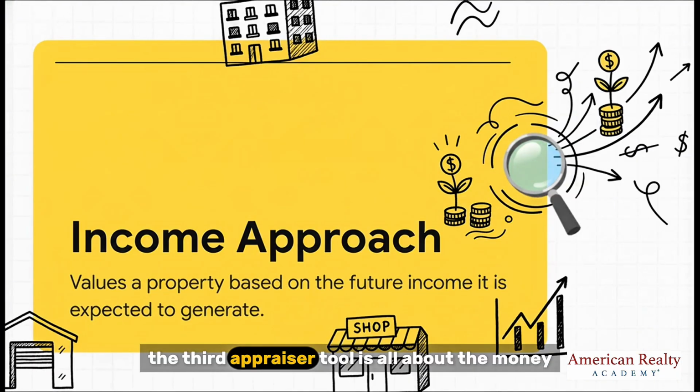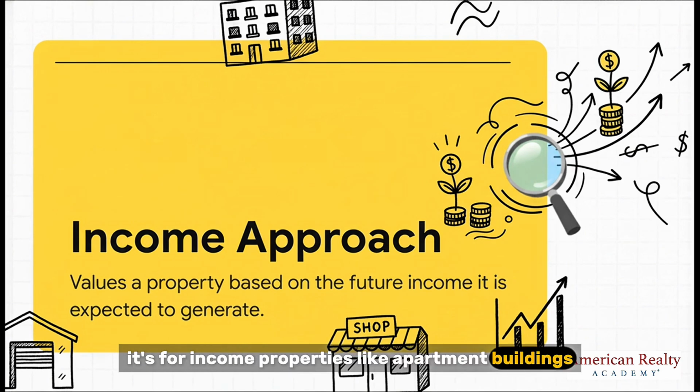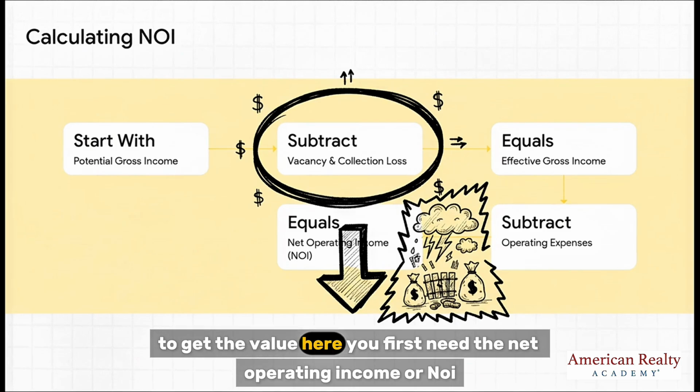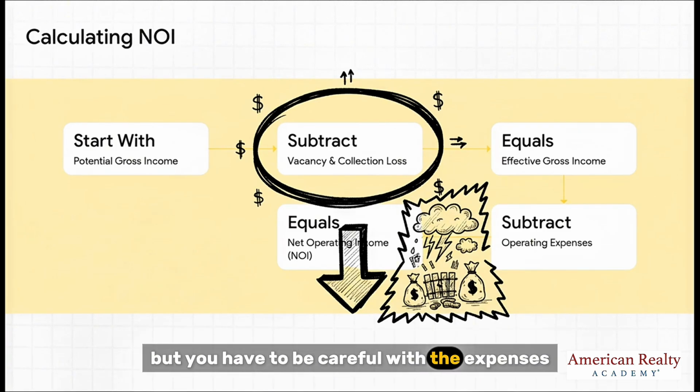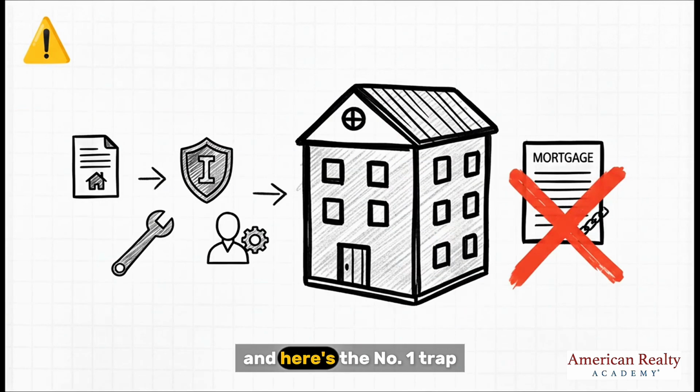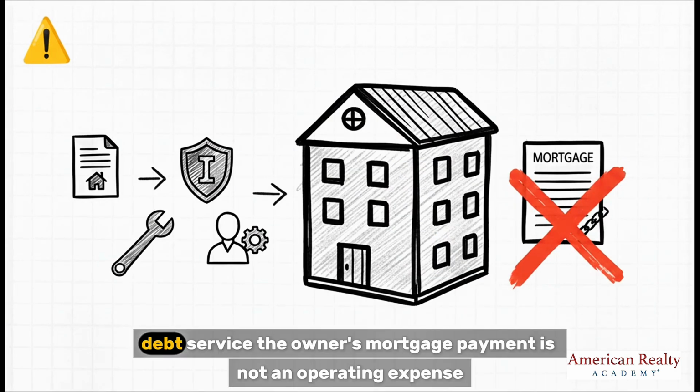The third appraiser tool is all about the money. It's for income properties, like apartment buildings. To get the value here, you first need the net operating income, or NOI, but you have to be careful with the expenses. And here's the number 1 trap: debt service. The owner's mortgage payment is not an operating expense.